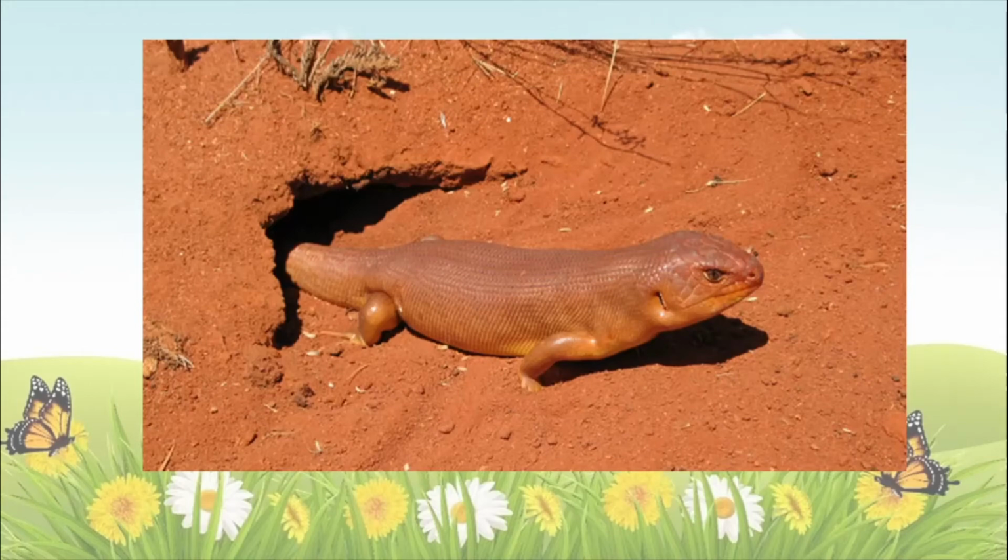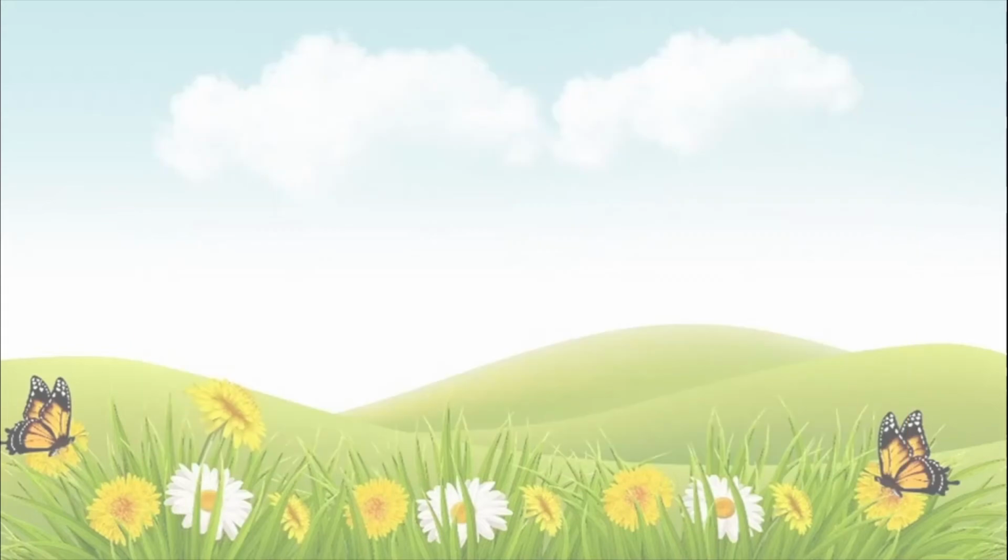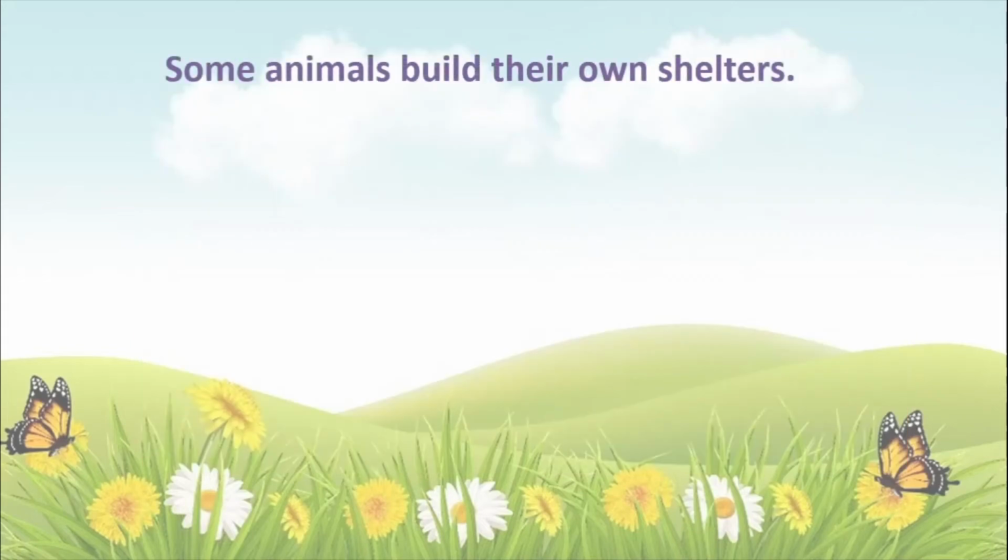So this is the first thing that we learned in this lesson, that animals need shelter to protect themselves from the cold, from the wind, from the sun and the rain. We also learned that some animals build their own shelters.